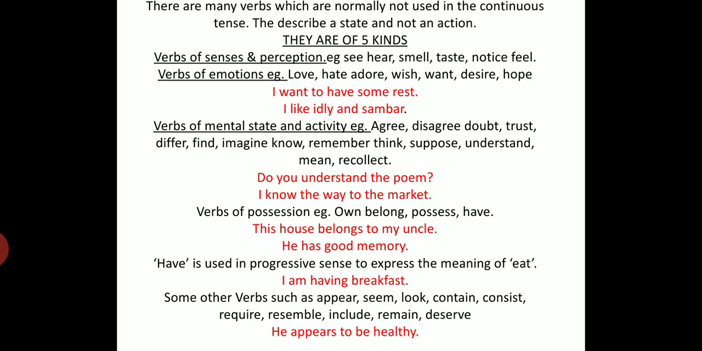Next is verbs of emotions. When you have to express emotions, it is always in the present tense and normally not in the continuous tense, because they are describing a state and not an action. I want to have some rest. For example, the words are love, hate, adore, wish, want, desire and hope, or it could be like, dislike, anything. So I want to have some rest. Here want is there. I like idli and sambar. So like is the word and it is in simple present tense.